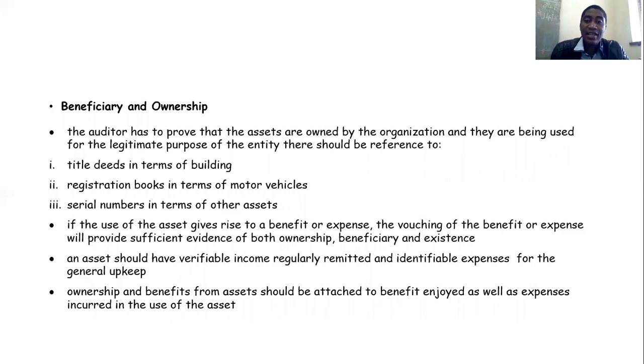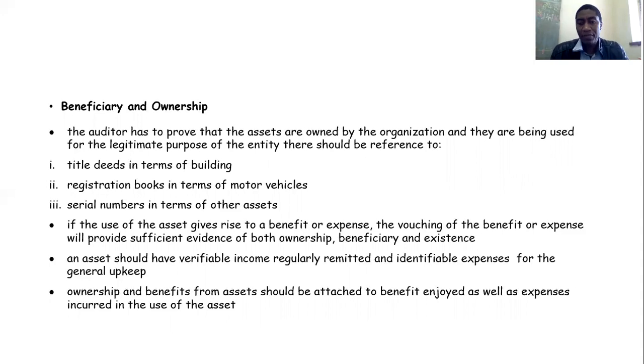The aim is to prove that the assets are owned by the organization and they are used for the legitimate purpose of the entity. We should also give reference to title deeds when they are buildings, registration books when they are motor vehicles, serial numbers when they are other assets that have serial numbers. So as auditors, you should see the title deeds, you should see the registration book, you should see the serial numbers. If the use of the asset gives rise to a benefit or expense, the vouching of the benefit or the expense will provide sufficient evidence of both ownership and beneficiary.